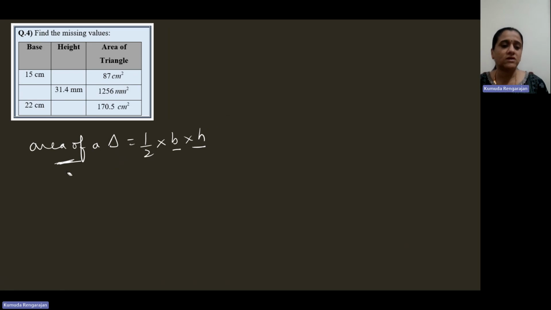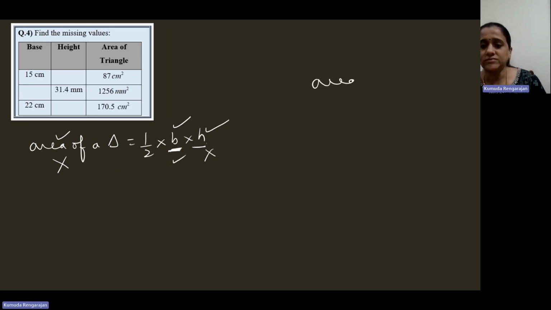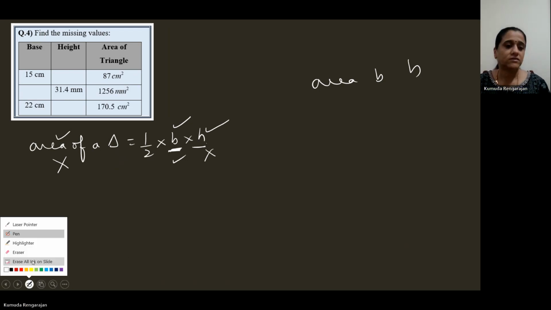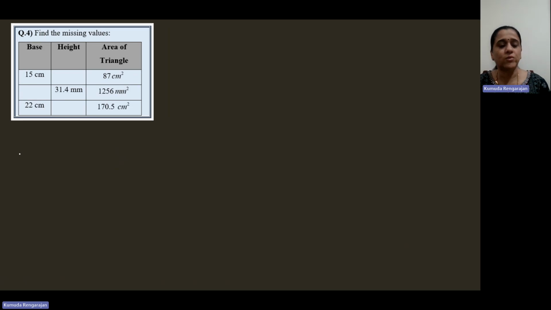Supposing you're given the values of area and base, okay, then you can substitute and find the height of the triangle corresponding to this base. Or if you're given the area of the triangle and the altitude, then you can find the base corresponding to this altitude. So area, base, height. Given any two values, you can find the third one using this formula. So first, whenever area is given, you have to start like this.